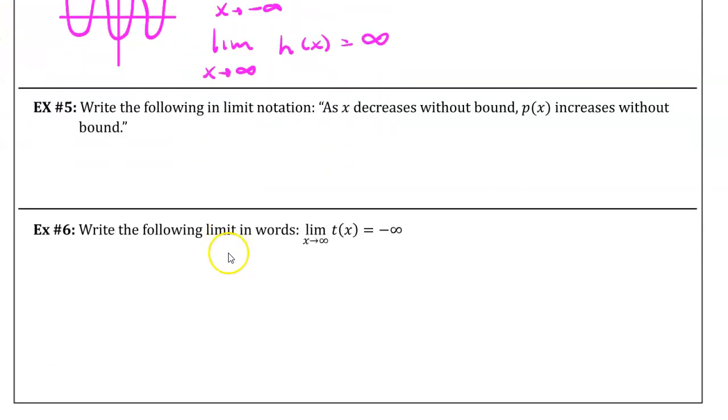Lastly, I think we're almost there. Okay, write the following in limit notation. As x decreases, which means negative infinity, without bound, p of x increases without bound, which means goes to infinity.